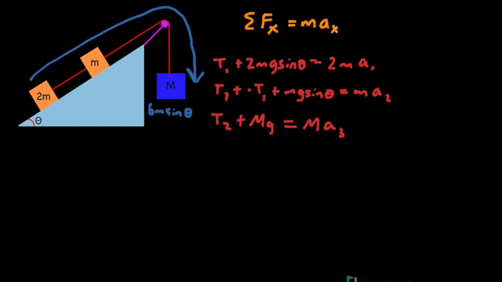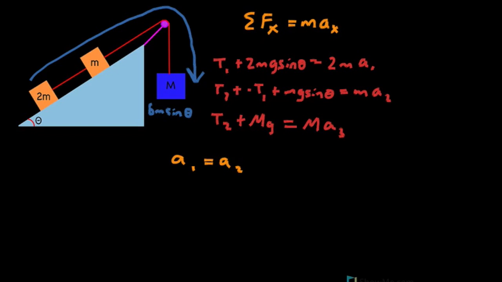And at first this might appear troubling, because what we have, instead of 3 equations and 3 unknowns, are 3 equations and 5 unknowns. We don't know either of the 2 tension forces, and we don't know any of the 3 accelerations. But we can fix this by relating the accelerations to each other. That is, because the first 2 objects are connected by a string, they must be moving and thus accelerating at the same rate. So we know that a1 equals a2.